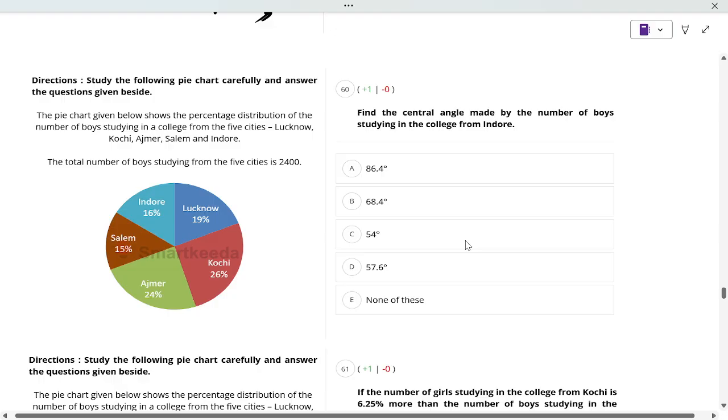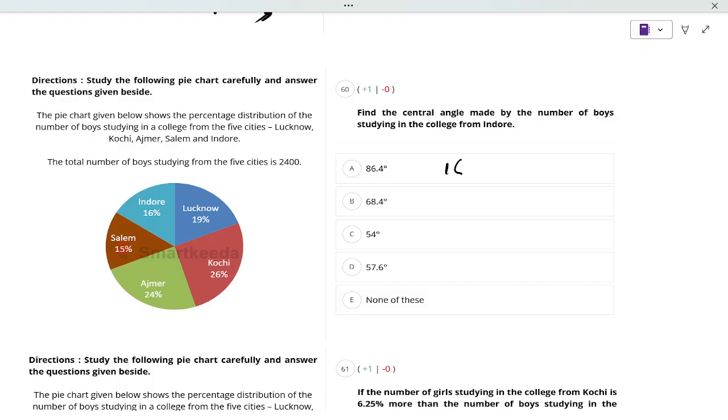Now they're asking us, question number 60, to find the central angle made by the number of boys studying in college from Indore. For Indore we have 16%. If this one is given in terms of percent, for which we divide by 100, they're asking us to find it in terms of degrees, that means we multiply by 360. Why? Because we know in a circle we have 360 degrees. 0, 0 is cancelled. Now you just multiply. So here we need to multiply 36 and 16, right? So 6, 6 to 36. So 6 will be the unit digit by any means. So here option D will be the answer.